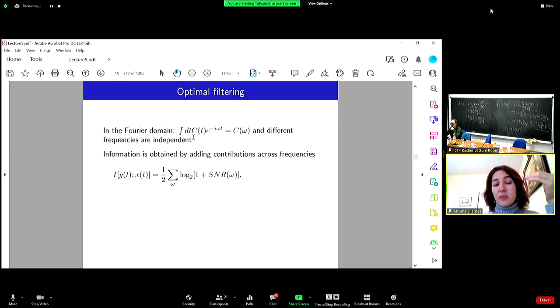Once we have this, information is obtained by adding contributions across frequencies. In that case, both the covariance matrix for the noise and for the signal are diagonalized in the same Fourier basis. And so our equation for the information between a sequence of inputs and the sequence of outputs is 1/2 sum over these frequencies of log 2 of 1 plus the signal-to-noise ratio. So our goal is to find how to filter G of omega in a way to maximize this expression. Any questions so far?